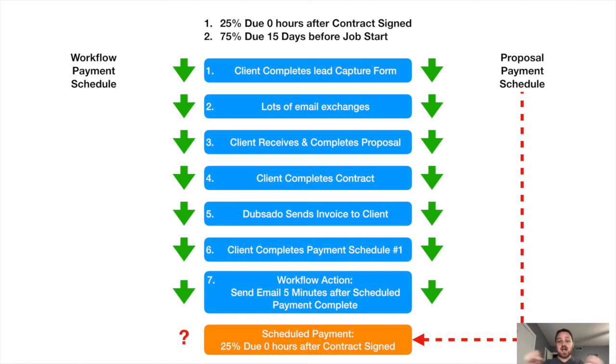Okay? So they're not lining up. They're not talking to each other. So that's how you get this error. Okay? That's why Dubsado is throwing up that error from that previous slide, that cannot find schedule thing. Okay? It's because we've got two separate payment schedules competing for the same workflow step.